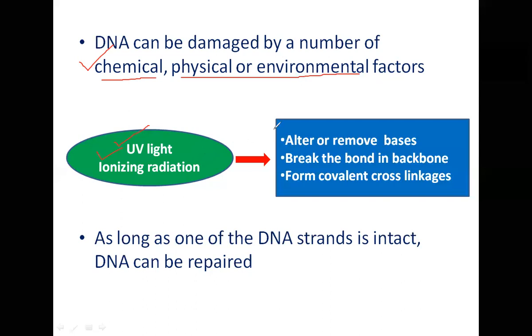When DNA is exposed to any one of them, UV light or ionizing radiation can cause alteration or removal of bases in the sequence. It can break the backbone of the DNA by breaking the bond, or it can cause formation of covalent cross linkages between the nitrogen bases.